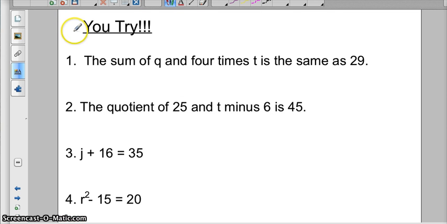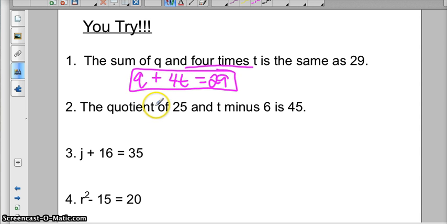Alright, I want you to go ahead and pause the video and try these 4 examples, and then go ahead and start the video and I'll go through them with you. Okay, so number 1 says the sum of q and 4 times t is the same as 29. So again, the sum is addition. So the sum of q plus, so q and 4 times t, so that would be 4 times t right next to each other, is the same as 29. So equals 29. And there's your equation. Go ahead and box it so your teacher can see your answer right away.